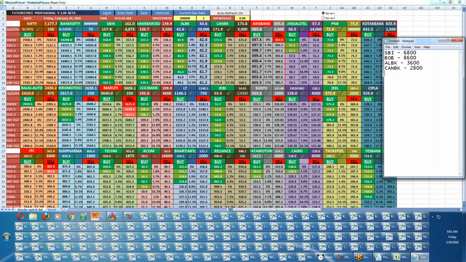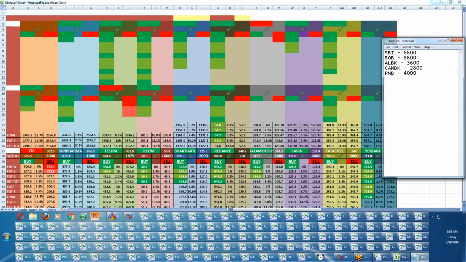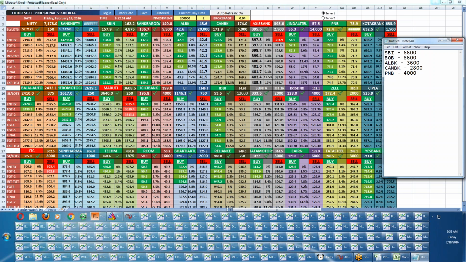PNB, your entry was 72.80. The current price is 73.80. That's 1 rupee. Your lot size is 4000 in that. So that's around 4000 on PNB. We have Hero MotoCorp. I'll let Bajaj Auto wait on that. But Hero Moto, 2625 is your entry. Now it is at 2645. So that's 20 rupees. 200 is the lot size. 4000 on Hero.